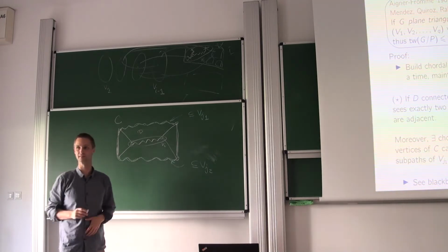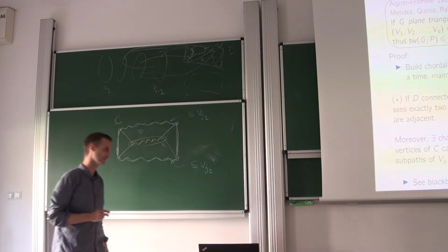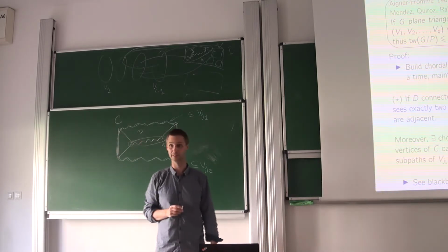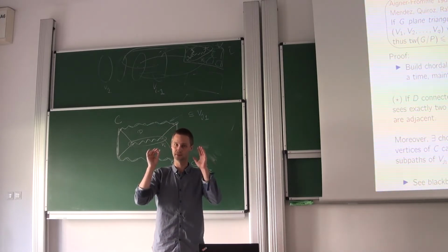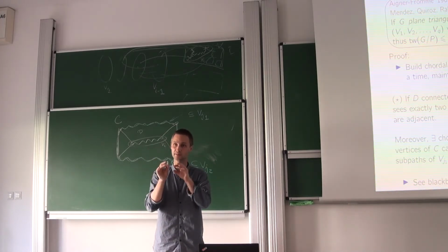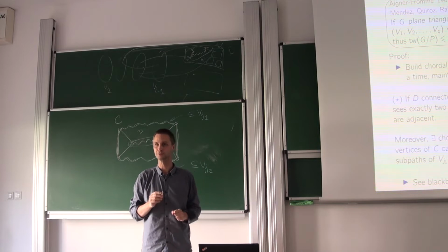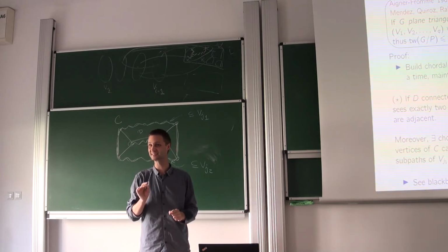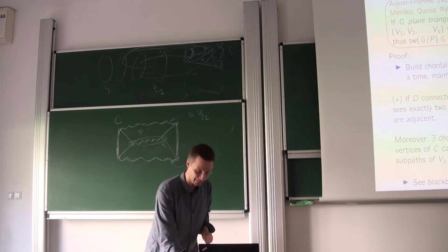Yes? Can you prove why D is connected? That's a property of plane triangulations: if you take a chordless cycle and look at all the vertices strictly inside, this induces a connected graph. You want me to do this proof, or maybe sketch it? Okay, let me try to not do a full proof, just sketch it. Would that be okay?